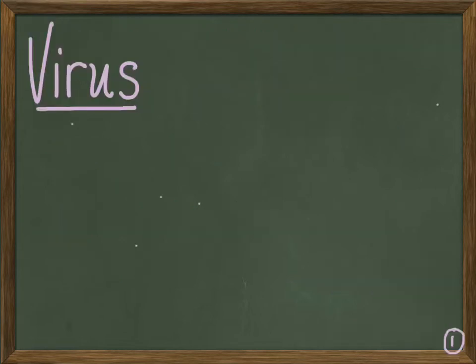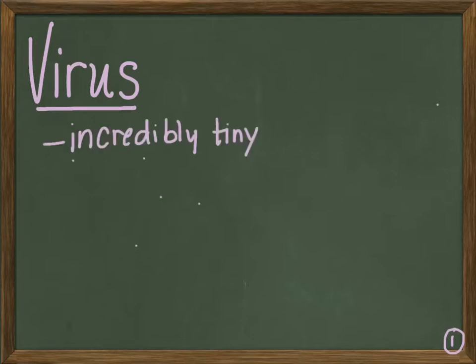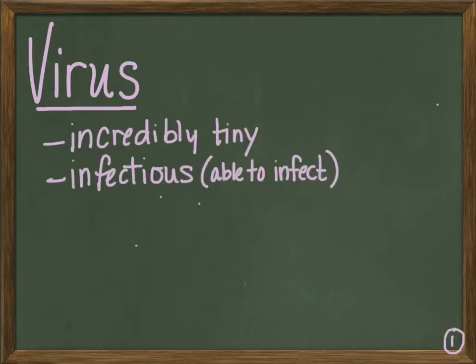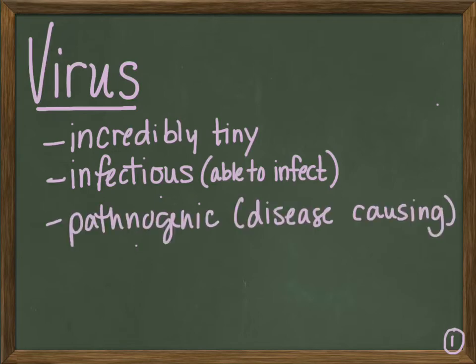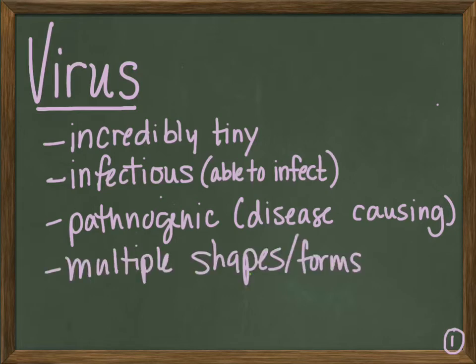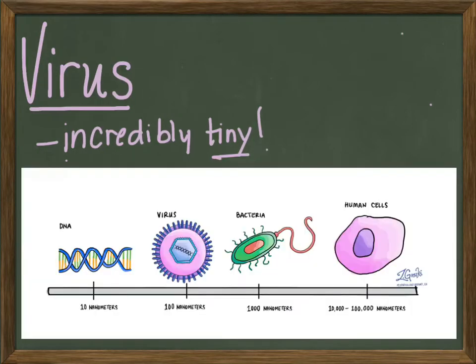What is a virus? Well, a virus is, for starters, incredibly tiny. It's infectious, meaning it's able to infect, and it's pathogenic. It causes disease. They take multiple shapes and forms, and they are, this is important, not living things. Who knew that? So when we say that a virus is incredibly tiny, we mean really, seriously, tiny.